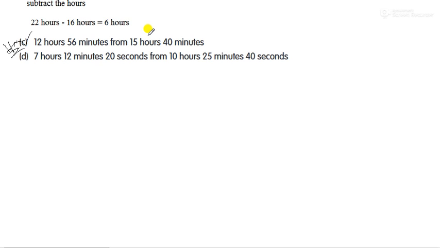Now 100 minus 56, we will get 44 minutes. So 44 is less than 60 minutes. So write 44 in the minutes column. Now here the 15 will become 14. 14 minus 12 is 2 hours. 2 hours 44 minutes.